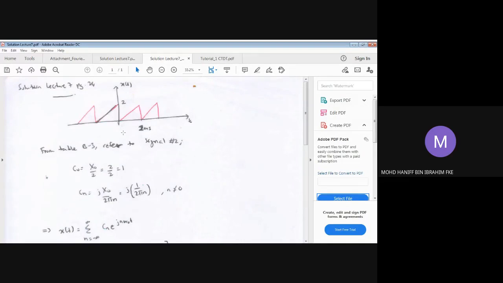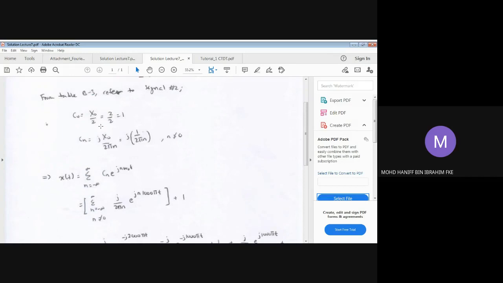From the table just now, table V3, we can see that C naught, which equals x naught over 2, has the value 2 over 2, because the amplitude is 2, so we have 1 as C naught. Whereas for the Cn, you have j x0 over 2 pi n, and since x0 equals 2, the Cn shall be j over 2 pi n. So we have obtained the C0 and Cn for the xt function, which is obtained from the table.